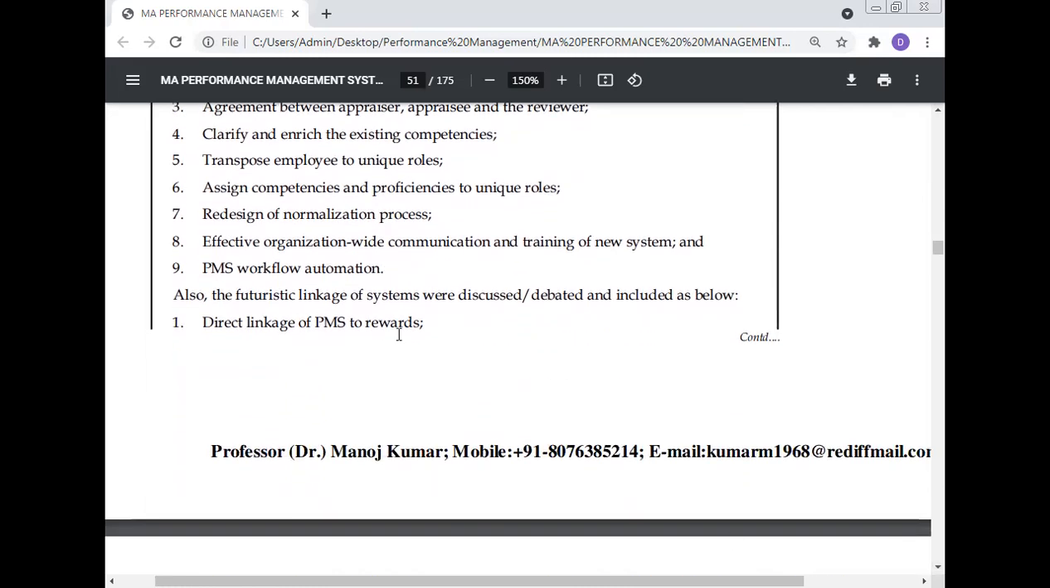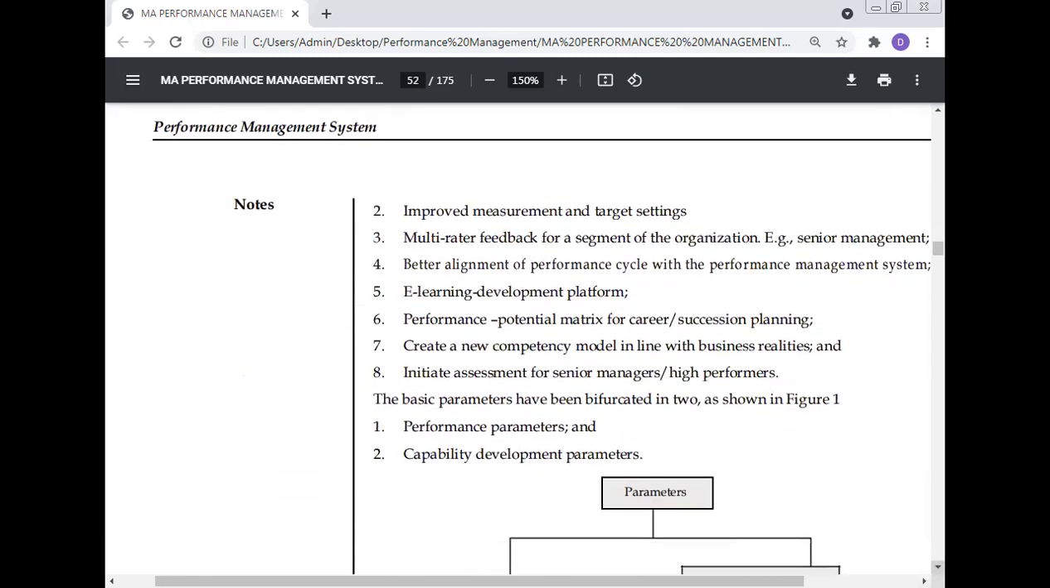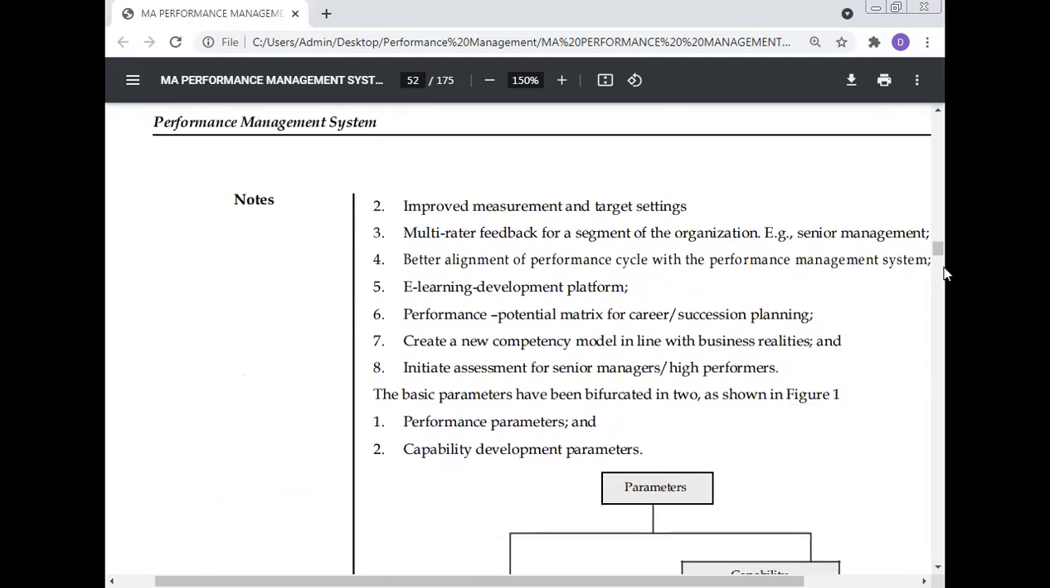Also, the futuristic linkages of the system were discussed, debated, and included as below. Direct linkage of the performance management system to rewards. Improved measurement and target setting.